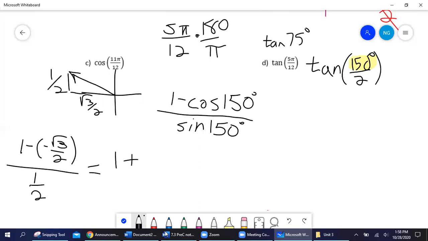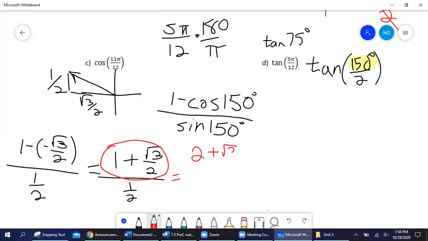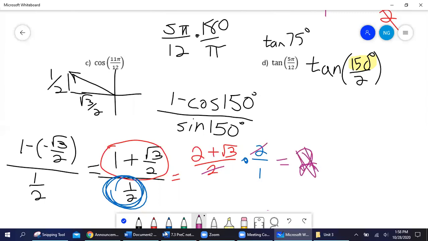And so I end up with 1 plus root 3 over 2 all over a half. And again, a couple ways you can deal with this. Let's say I decided to add these fractions. Just like on the previous problem, that's going to give me 2 plus root 3 all over 2. And then I'm dividing by a half, which means I'm multiplying by 2 over 1. Well, that's convenient. 2's cancel, and I'm just left with 2 plus root 3. And there's my answer.